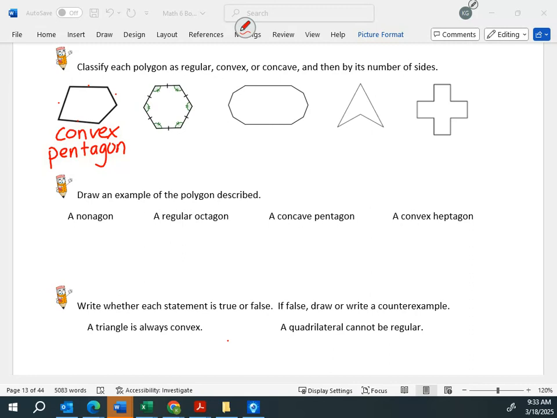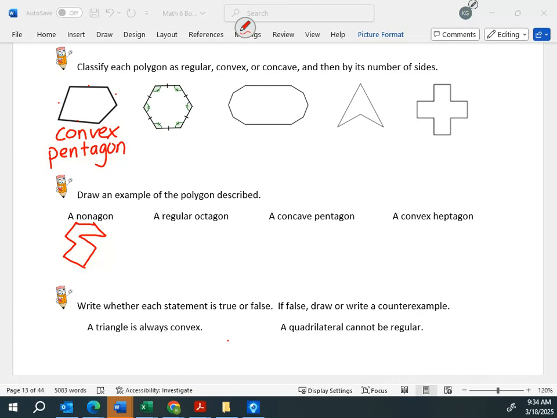Non-agon. So look at the table. Look, 9 sides. So your polygon that you're going to draw, no curves, all straight lines and closed, you need to draw with 9 sides. 1, 2, 3, 4, 5, 6, 7, 8, 9. You can draw it whatever way you want, as long as there are 9 sides to it.